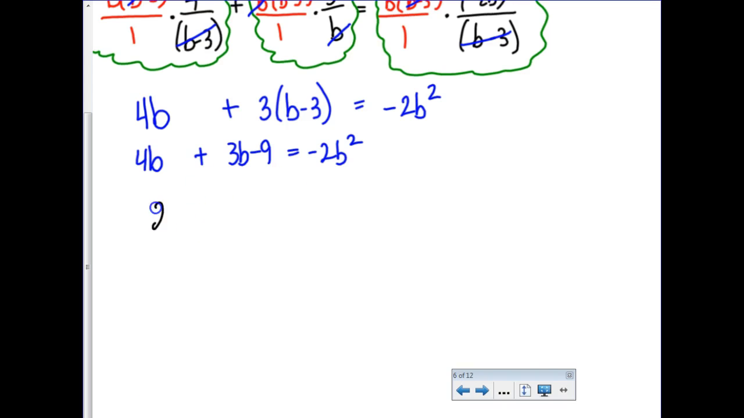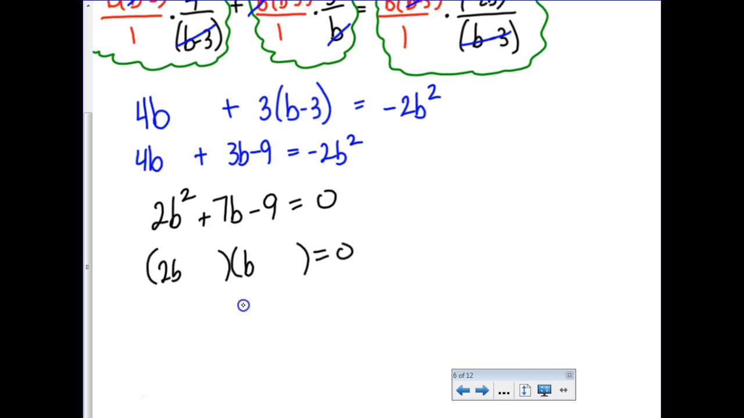All right, so I'm going to add the 2b squared over. I'm going to add these b's together. And then now you have a standard form quadratic. And it totally factors. Awesome. All right, so 2b and b. And then if you put a plus 9 right here and a minus 1 right here, those are your factors. So now I need you to go back and solve your factors. So this first one, 2b plus 9, if you solve that, you'd get negative 9 over 2. And then if I solve the second factor, I get b equals 1.